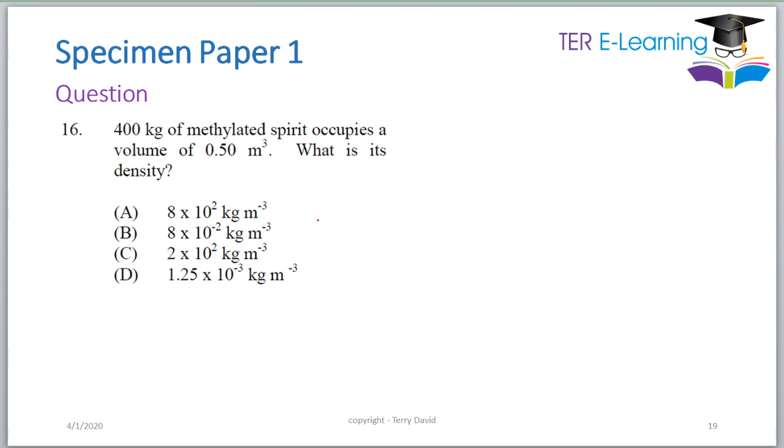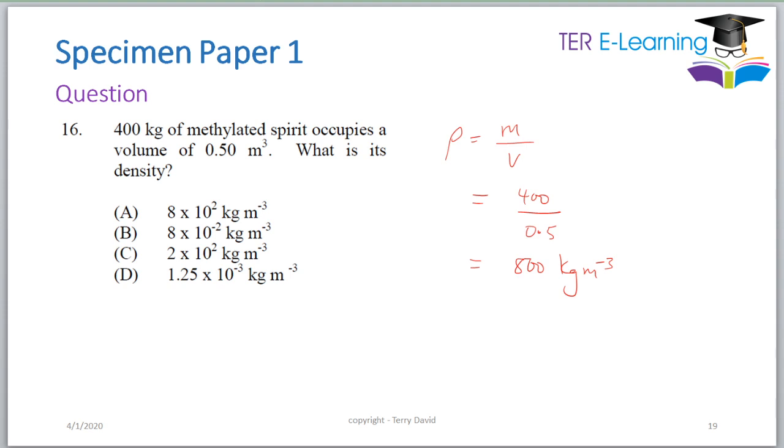Now, number 16. We have 400 kilograms of methylated spirit, and it occupies a volume of 0.5 meters cubed. What is the density? Well, this is a straightforward question. Density, which is rho, is equal to mass divided by volume. In this case, my mass is 400 and my volume is 0.5, and this gives me 400 divided by 0.5, that'll give me 800 kilograms per meter cubed.